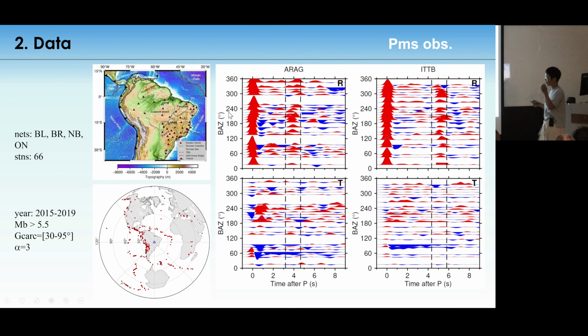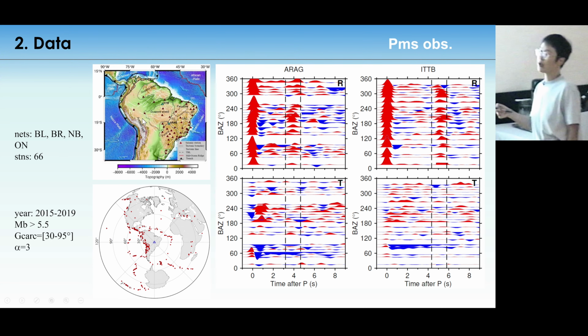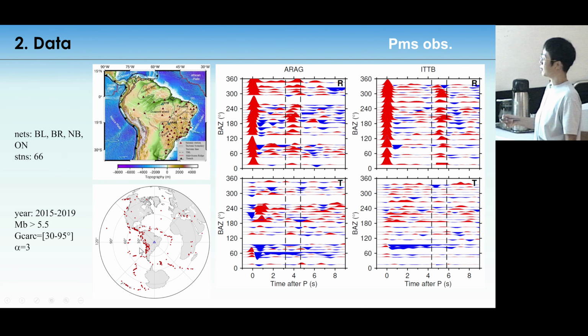Because the PMS may exhibit obvious harmonic features, we processed the R component and the T component receiver functions for the 466 RSBR seismic stations here. And we can see that the earthquake distribution around the seismic stations is very homogeneous. Almost all the back azimuths have data. And here are examples for two stations.